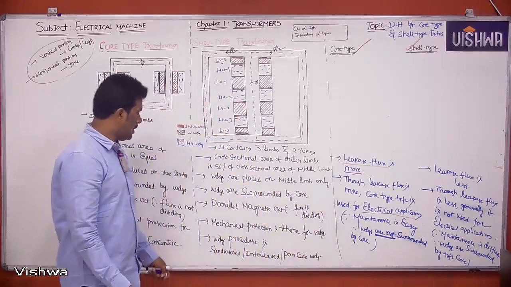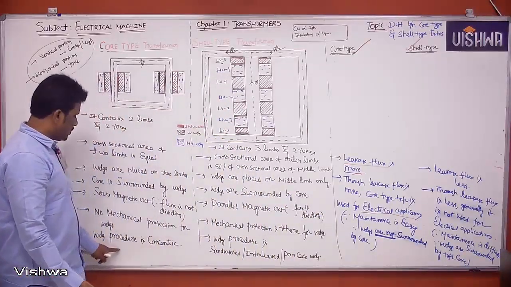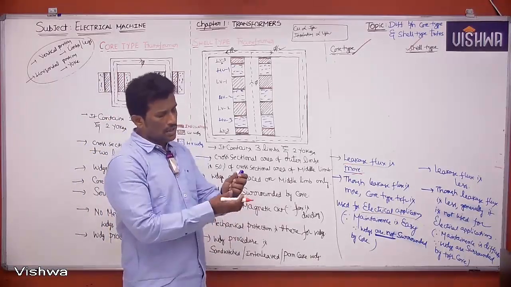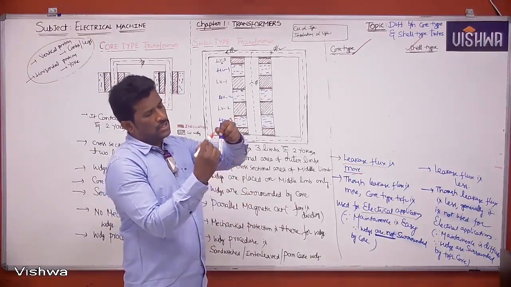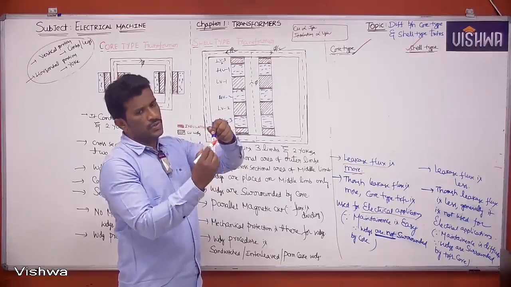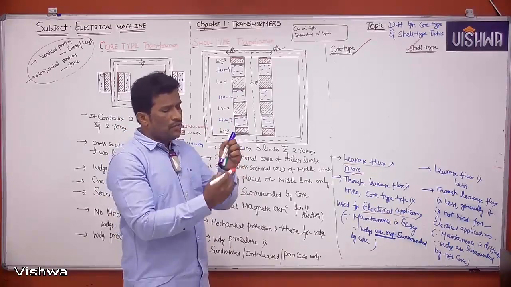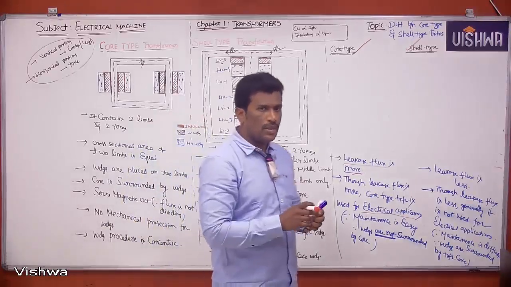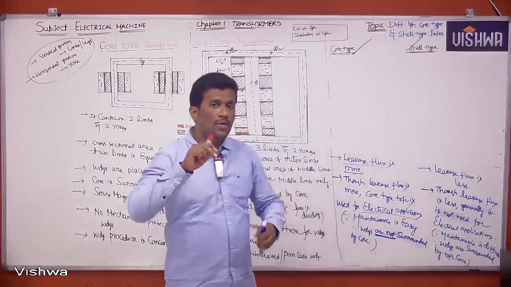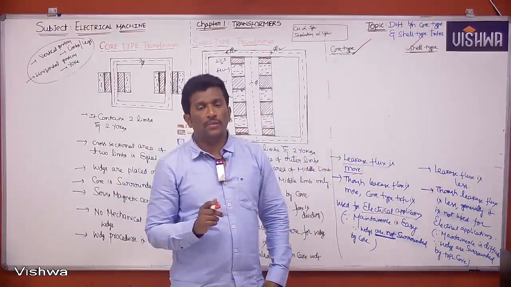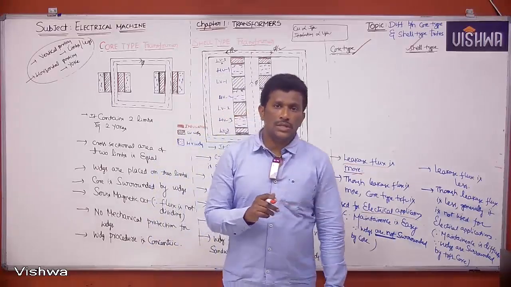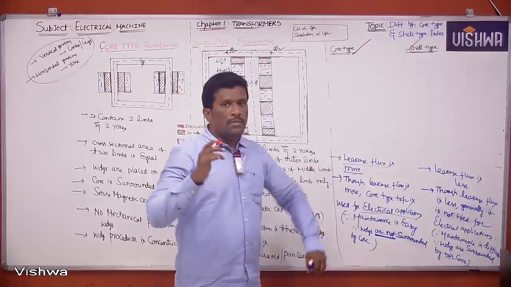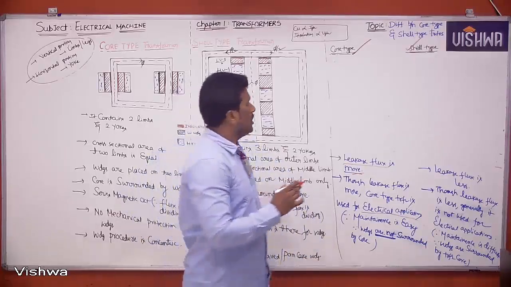Yes, indirectly. Suppose the winding procedure is concentric, as I told you: core, insulation, LV, insulation, HV. Because of the concentric winding procedure, some leakage flux will be reduced. In addition, one more very important thing can reduce leakage flux in a core type transformer. What is that? Window factor.